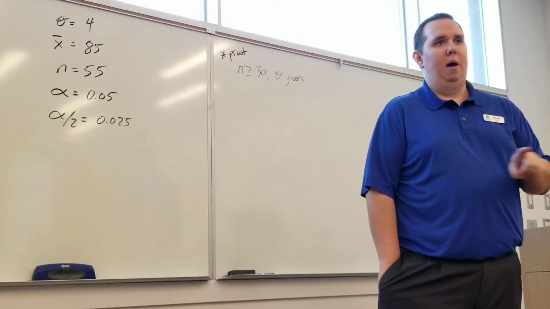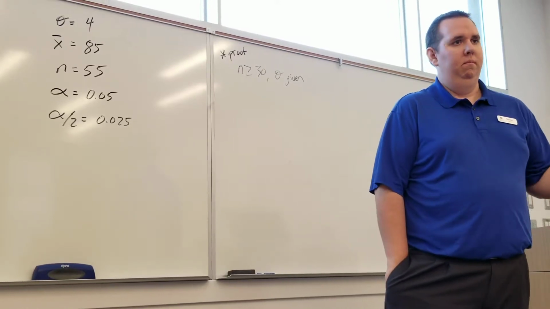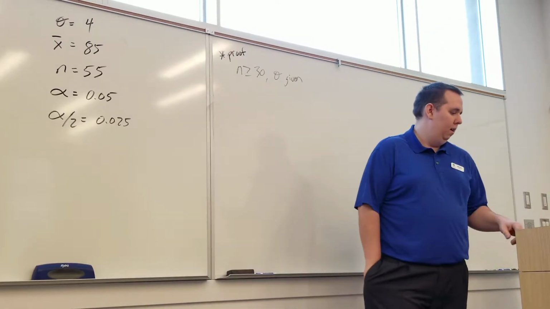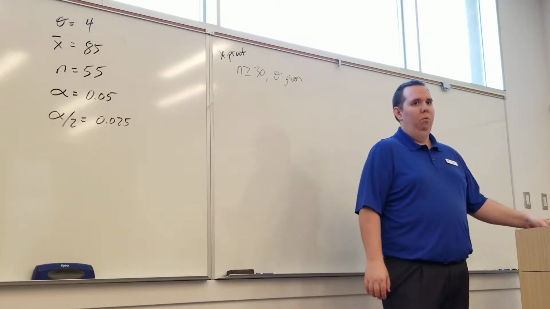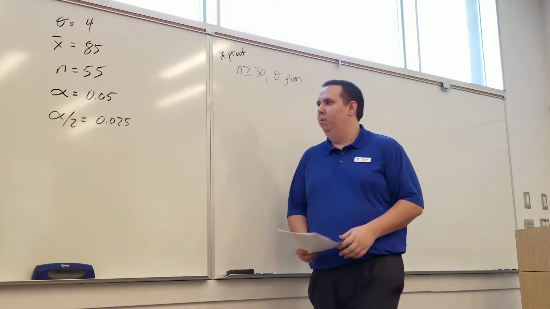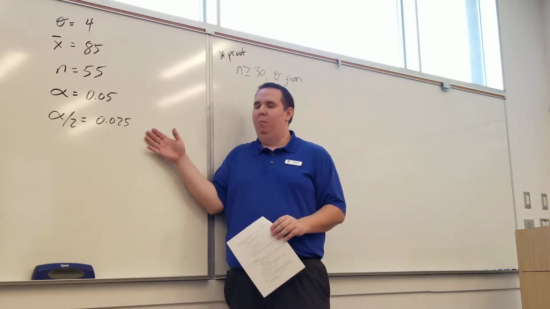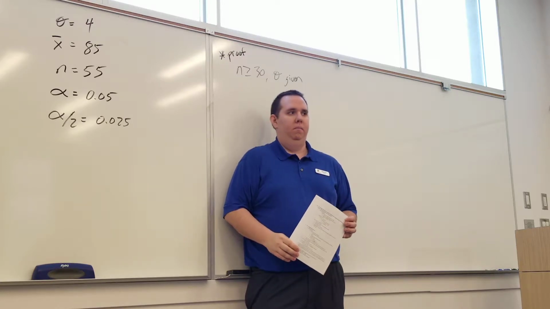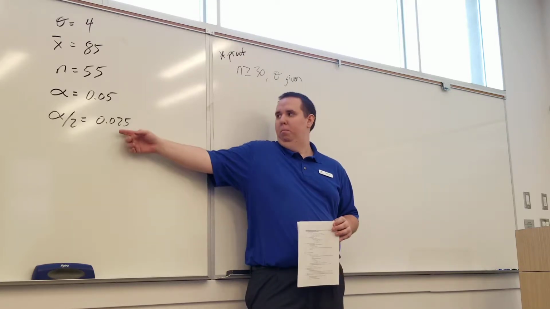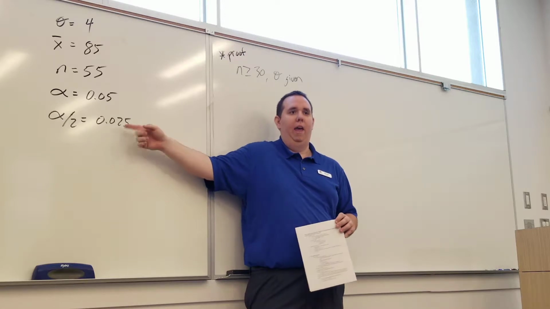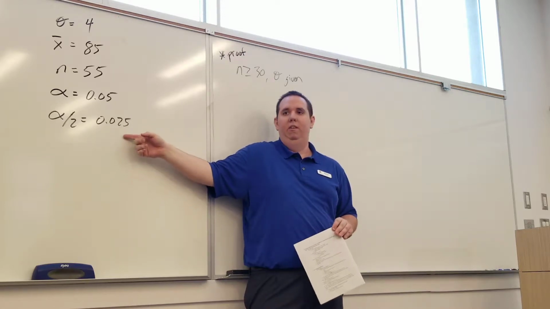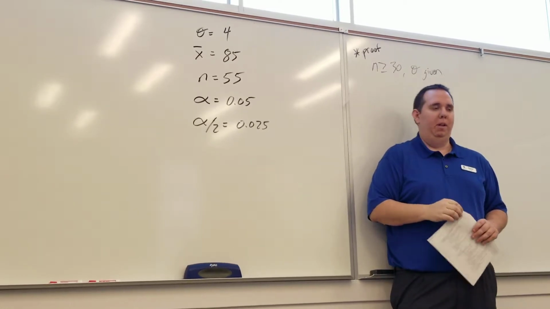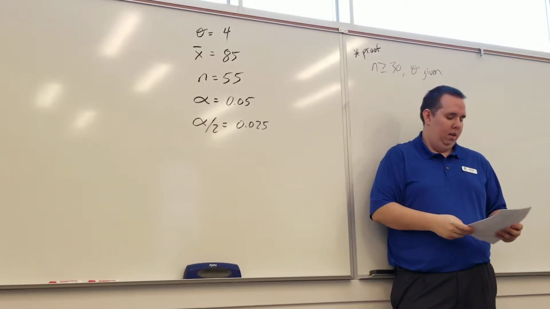What's up along the top? Area in the upper tail, right? So if we just take a look at this problem, what would the area in the upper tail be? 0.025, right? The area in the upper tail is just another way to say alpha divided by 2. So we'd be looking for that.